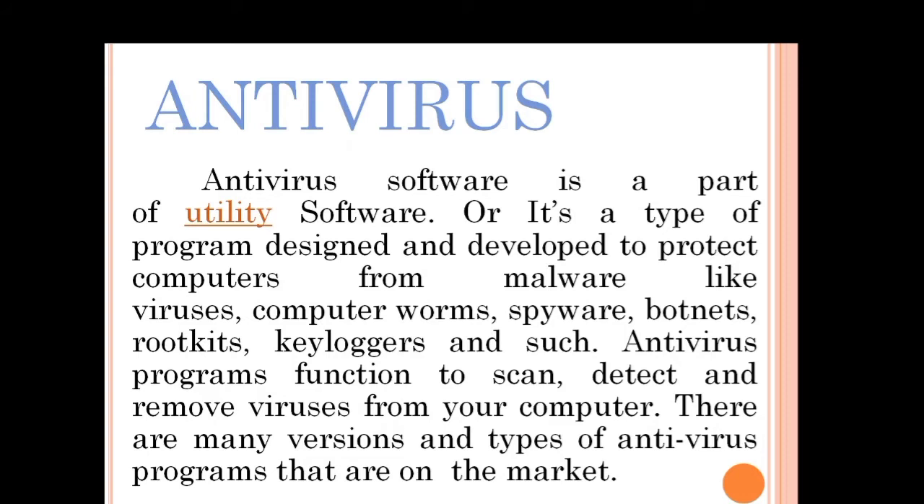Antivirus software is a part of utility software. We already know that we categorize our software into three parts, and software is the set of instructions or programs given to the computer to perform a specific task. The categorization comes in three ways: number one, application software; number two, system software; and number three, utility software. Antivirus software comes under the category of utility software. The main task of utility software is the maintenance of your computer system. So for maintaining the computer system, we will use utility software.